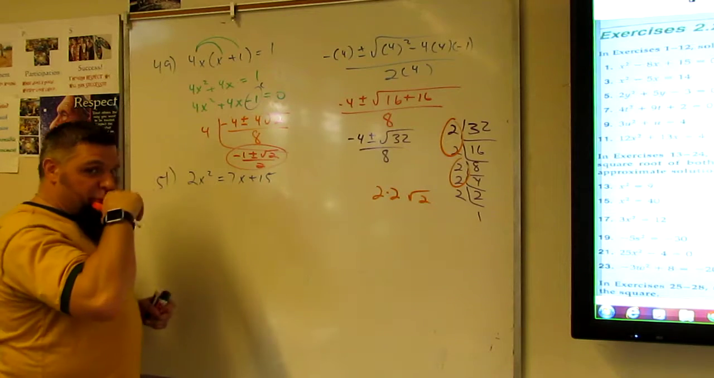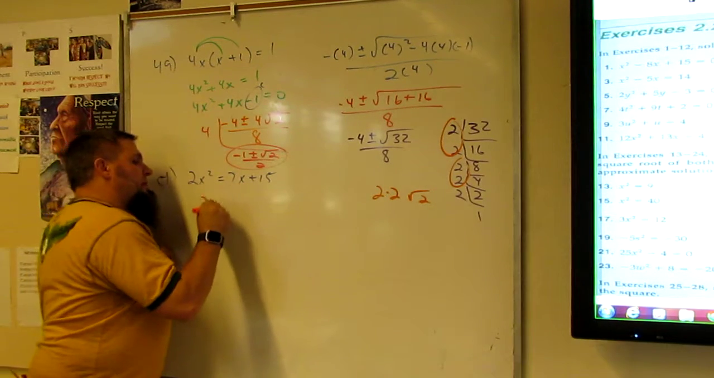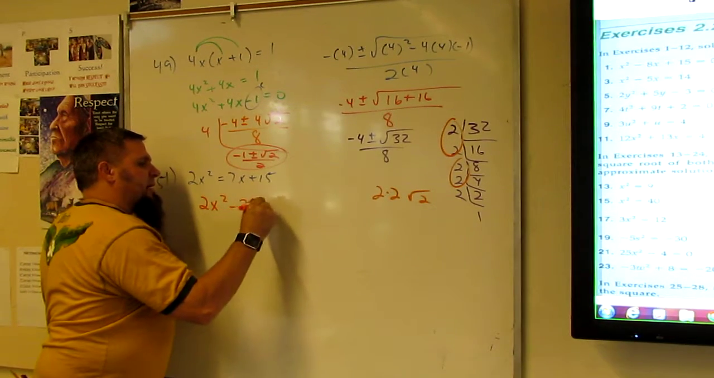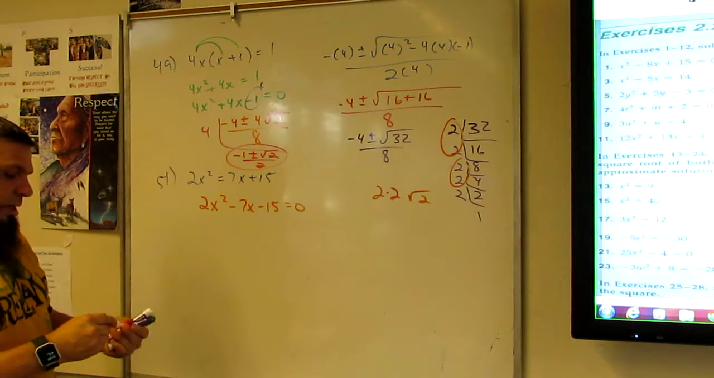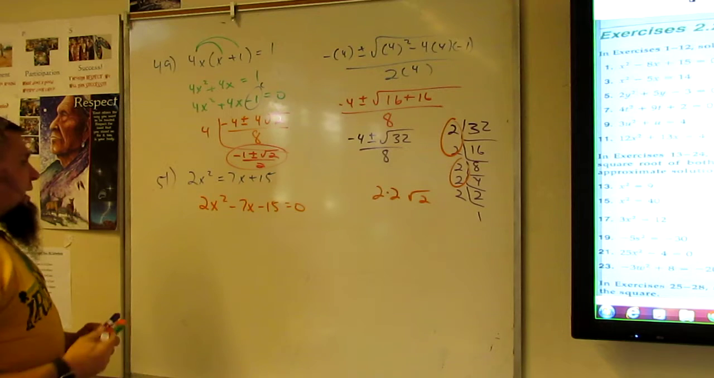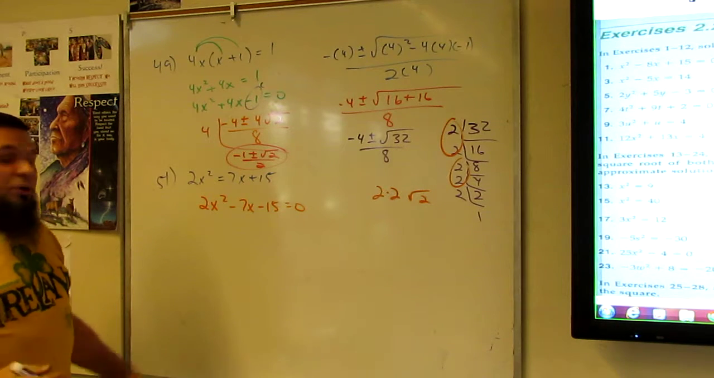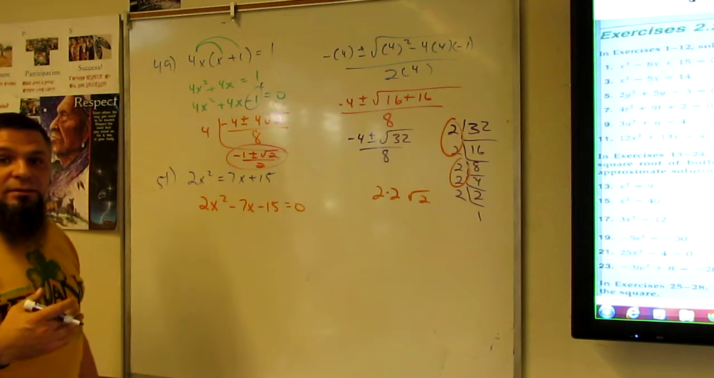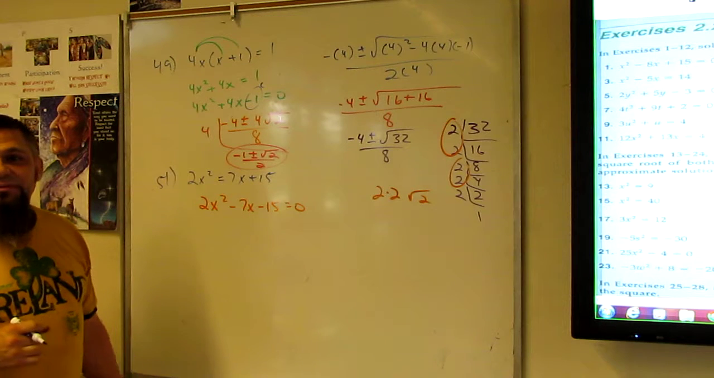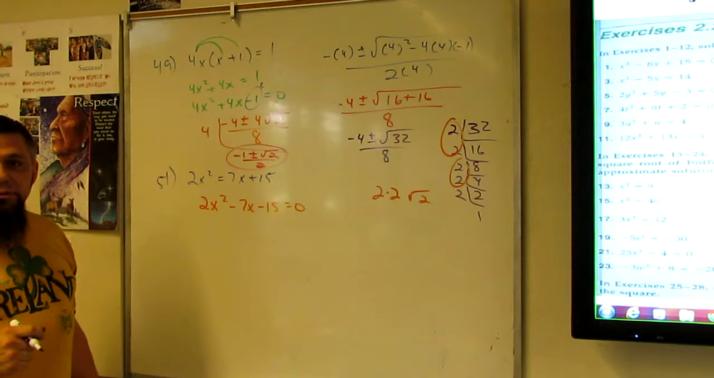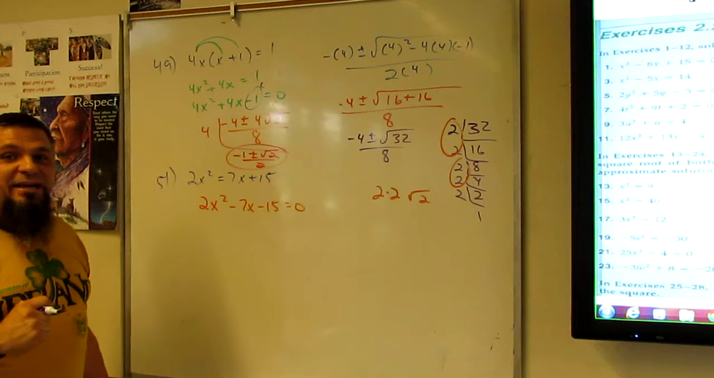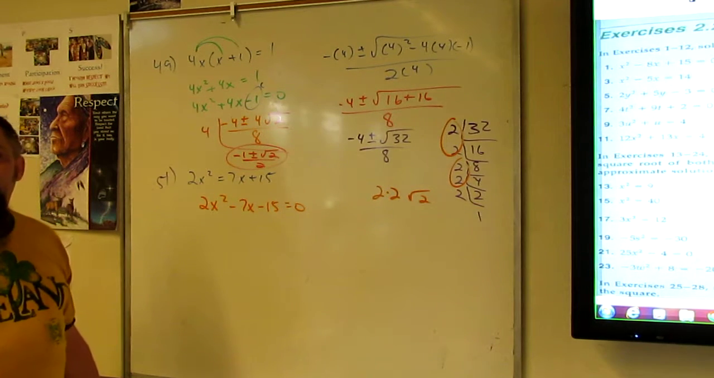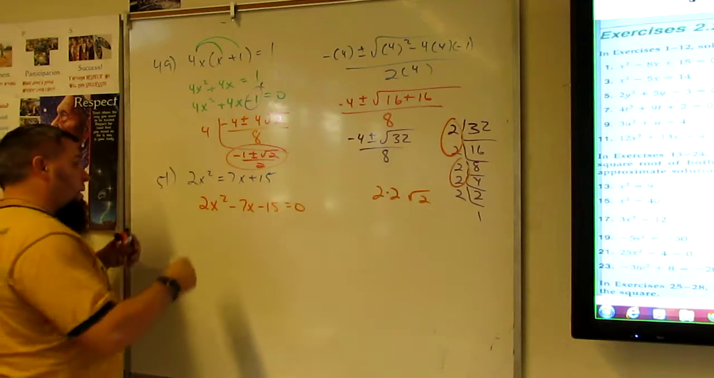Next, 2x squared minus 7x minus 15 equals 0. Alright. Is this factorable? Do 2 things multiply to be 30 and subtract to be 7? 10 and 3. Then this is factorable.